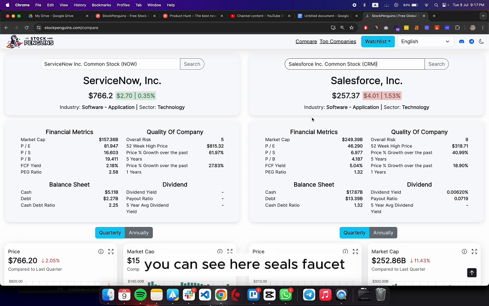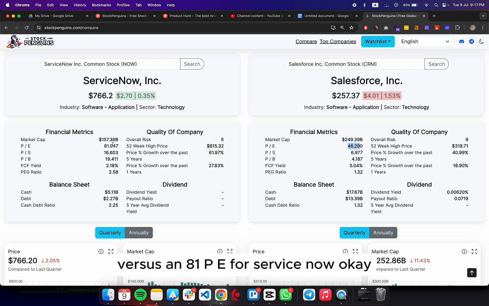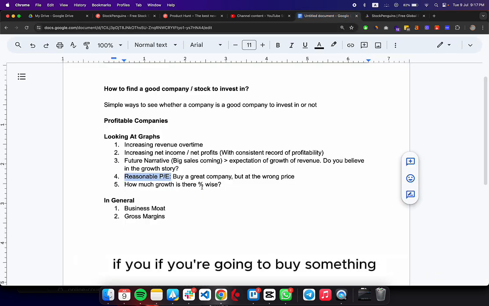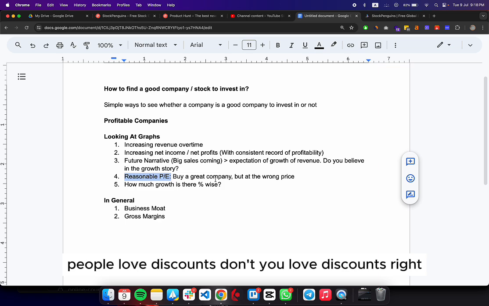You can see here, Salesforce is coming in at a 46 PE, versus an 81 PE for ServiceNow. So you're paying much more for the same dollar in earnings in ServiceNow versus Salesforce. This means that you're paying a premium for ServiceNow's business, and generally you don't want to overpay for stuff. If you're going to buy something, you want to buy it at a reasonable price, or at a discount, right? People love discounts. Don't you love discounts?